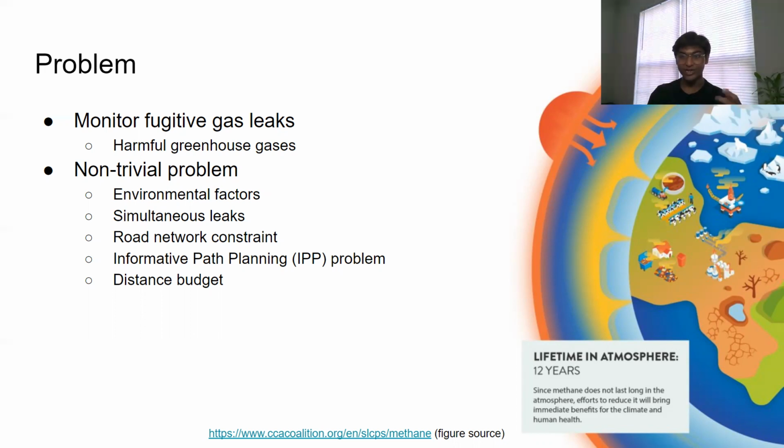Environmental factors such as wind and temperature affect the dispersion of gases. It is also possible to have multiple simultaneous leaks in an oil field. Additionally, the sensors used to monitor gases are usually mounted on vehicles, which are of course restricted to road networks. We also have to consider the informative path planning problem to ensure that we only collect the most informative data while accommodating our distance budget, which usually depends on the amount of time and fuel your vehicle can handle.